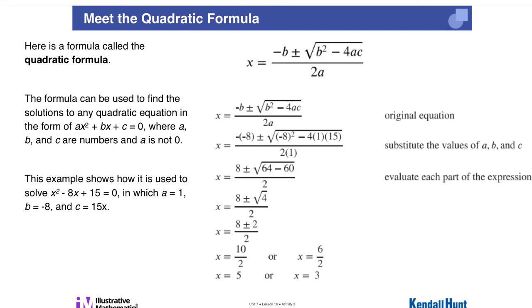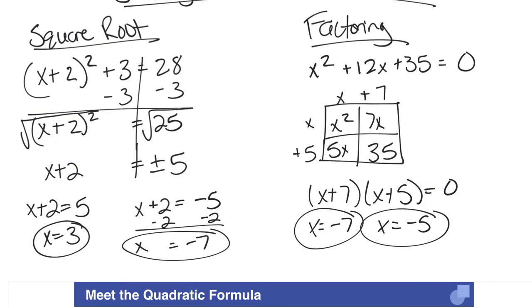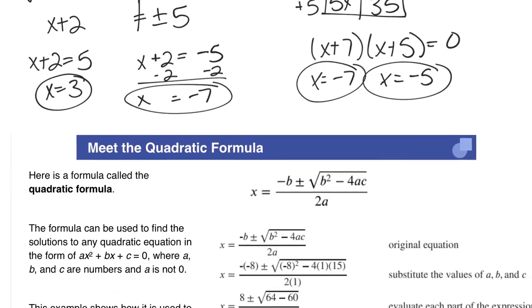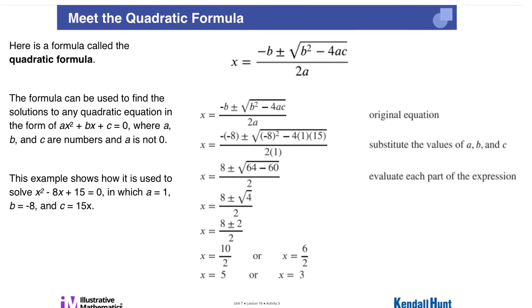So when I think of using tools in a toolbox, the square roots and factoring are going to be those tools that you reach for first. They're going to be the easiest to use. The quadratic formula is like your sledgehammer. It's going to work kind of as a last resort. It's maybe not going to be the easiest to use, but it will work every time.